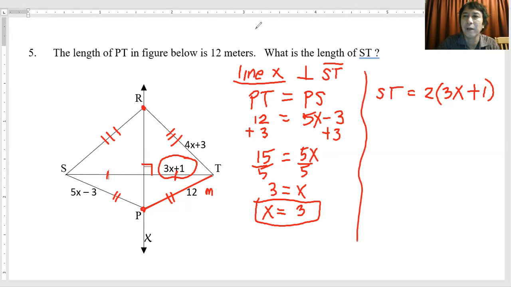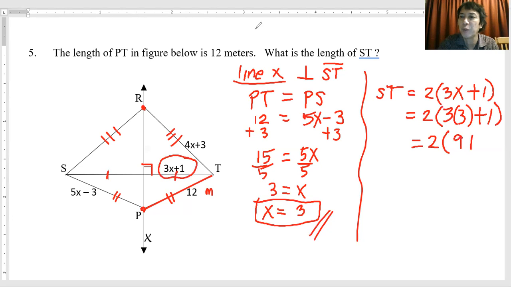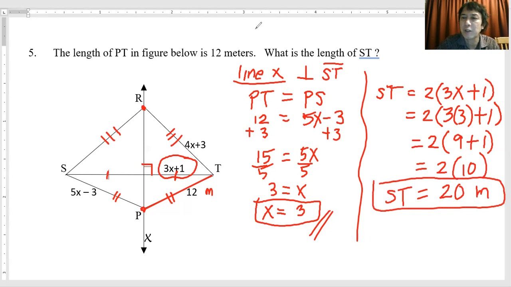So we will just have to substitute the 3, that's the value of x here. And this will now be computed: 2 times the quantity 3 times 3 plus 1. Inside the parentheses, we will have 9 plus 1. This continues to 2 times 10, and ST happens to be 20 meters. That's the answer, 20 meters. So that gives us the solution for number 5.